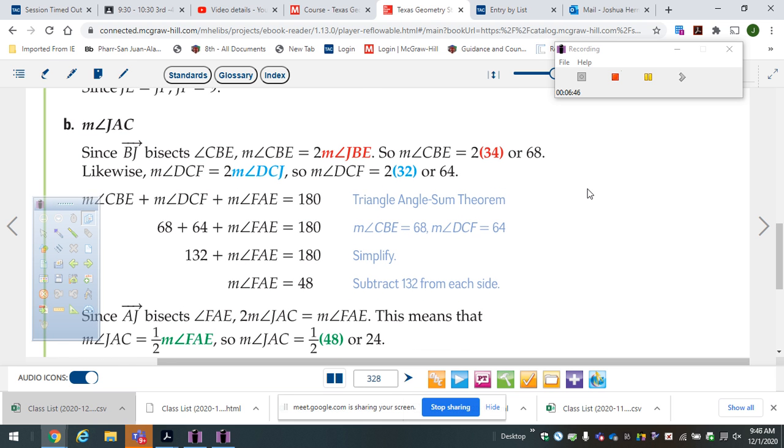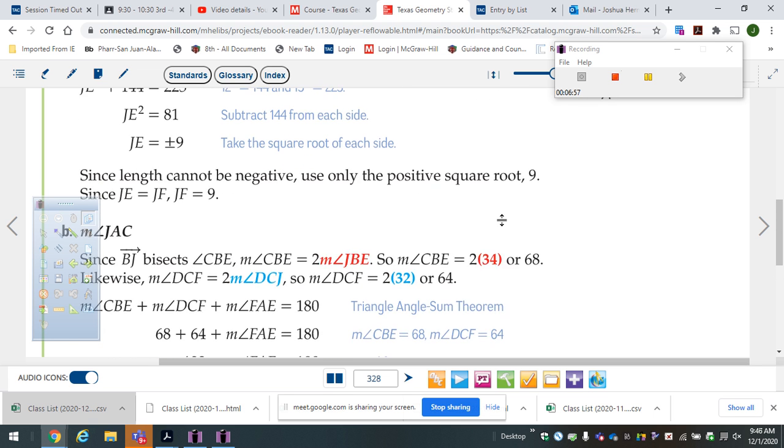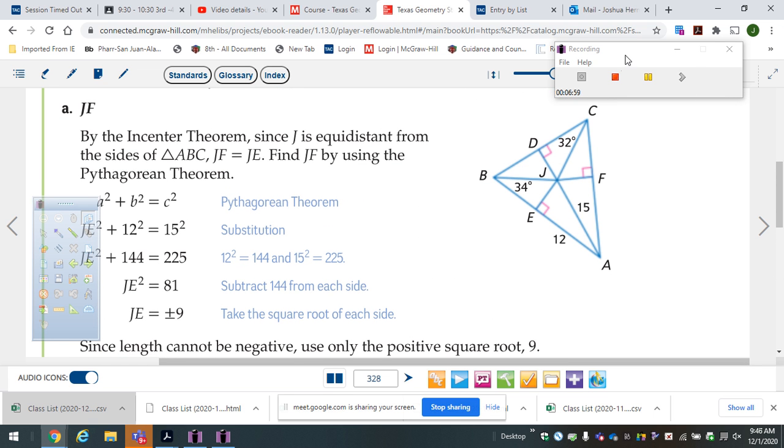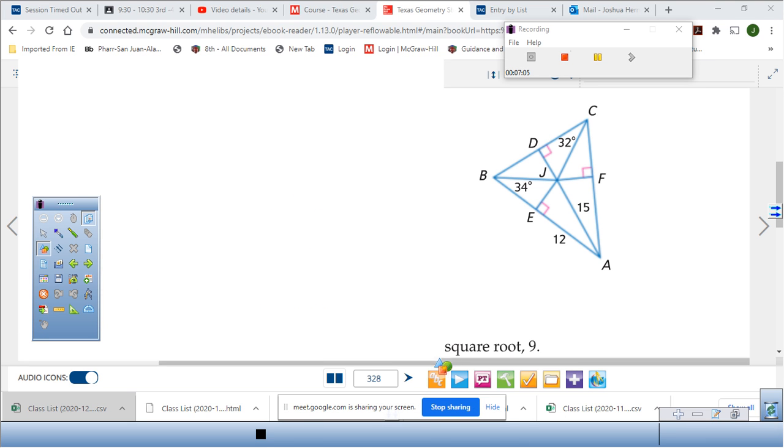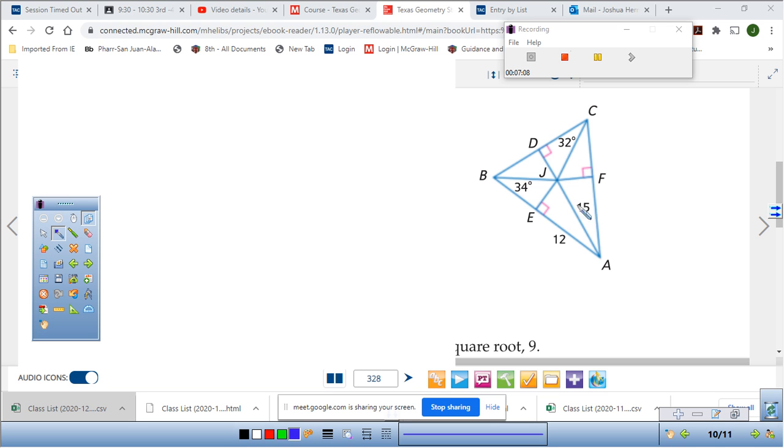Now, let's find angle JAC. If you look at JAC, we're looking for angle JAC. I'm going to work it out, and then we're going to look at what the book did, okay? Look at this. They're looking for J to A to C. So I'm going to just kind of keep it small. They're looking for this angle here.